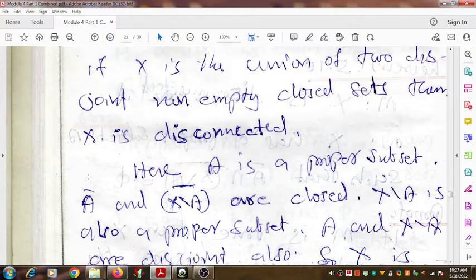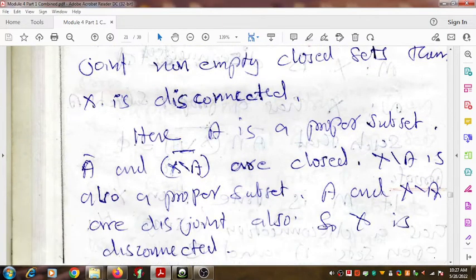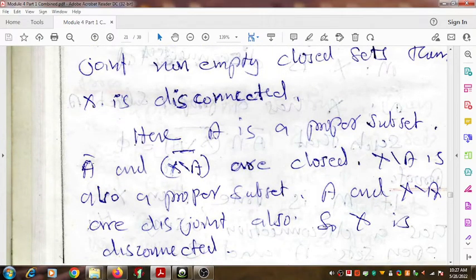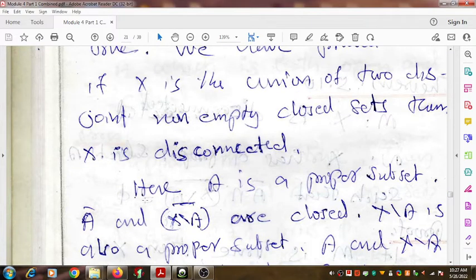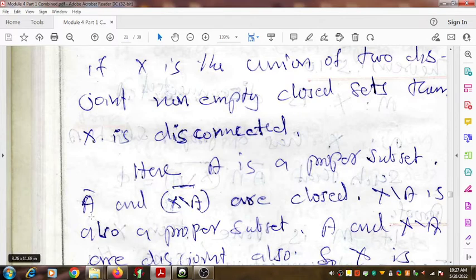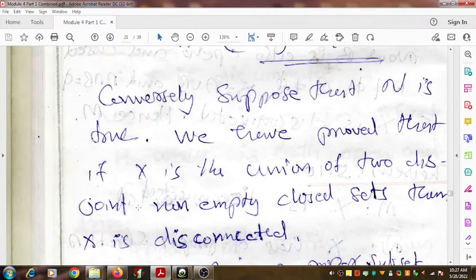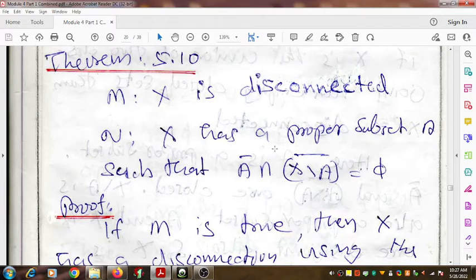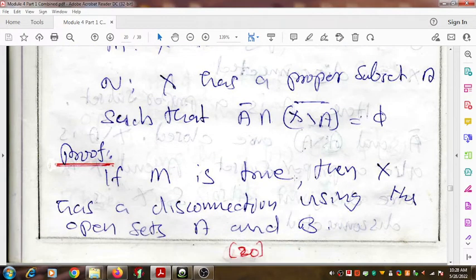So X is disconnected. Using this part of the statement, we get a disconnection for X. Here the closure of A and the closure of X minus A are closed sets which satisfy the condition that they are non-empty, they are disjoint, and their union equals X. This is because X has a proper subset A such that closure of A intersection closure of X minus A equals phi. So it satisfies that condition.